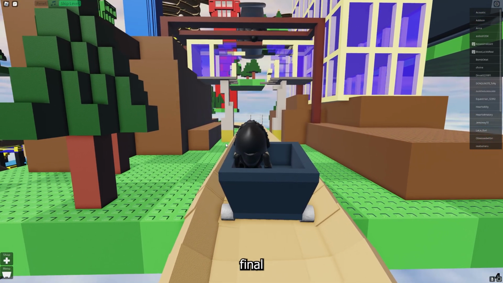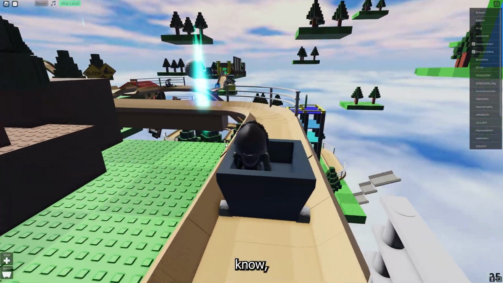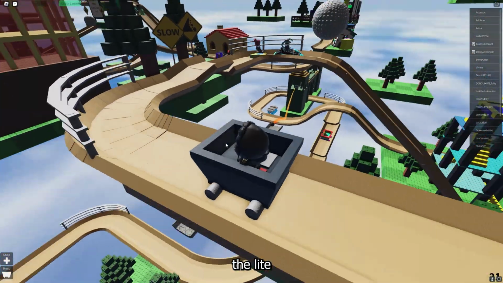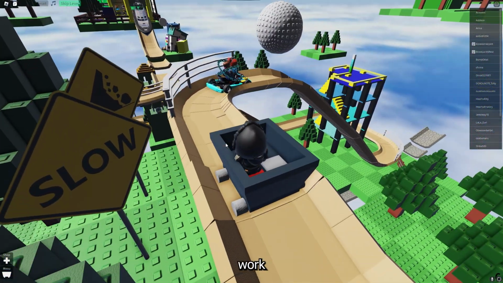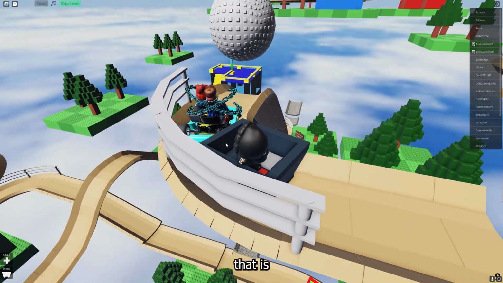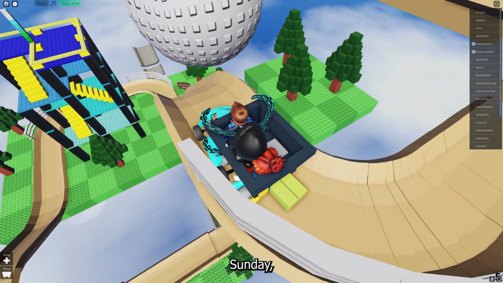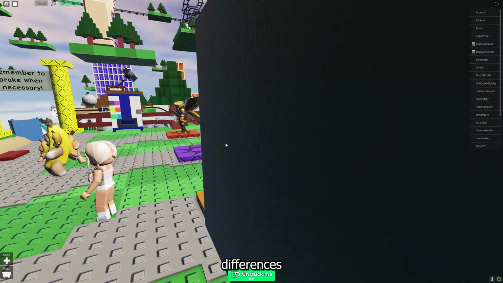Now moving on to the final major difference that we know so far, and this isn't something that a lot of people know, and it is probably something that will disappoint a lot of players that are looking to use the Lite version. And that major difference is that the Lite version will only work on Monday to Thursday. So that is something to keep in mind. So if you are looking to use it over the weekend on Friday, Saturday and Sunday, then do consider buying the premium version. So those are pretty much the major differences that we know so far.